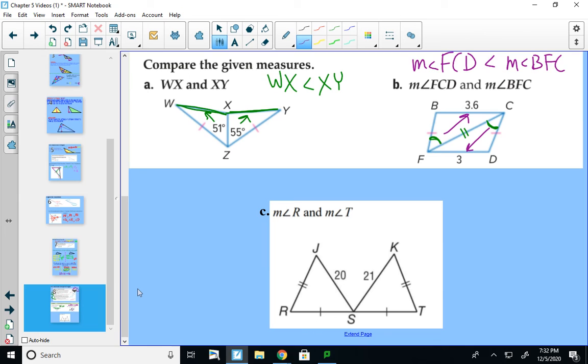All right, last example, I want to compare the measure of angle R to the measure of angle T. Well, R and T are included angles between two sets of congruent sides. R is across from a 20 unit side, and T is across from a 21 unit side. So T is going to be slightly bigger. The measure of angle R is less than the measure of angle T. So again, the hinge theorem is a whole bunch of words for something that we kind of already knew based on the triangle inequalities that we learned yesterday.